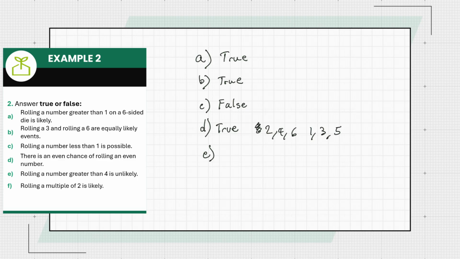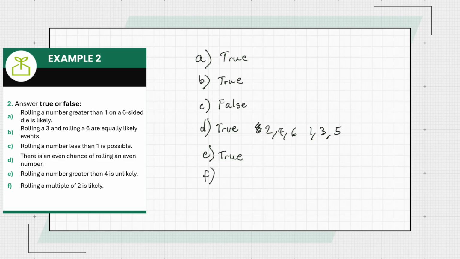Alright, let's look at E. Rolling a number greater than 4 is unlikely. This is also true. So it's unlikely you'll roll a number greater than 4 simply because you have 2 of those outcomes out of 6. So 2 out of 6 is smaller or less than the alternative, which is going to be 4 out of 6. So it's more likely you're going to roll a 1 to a 4, and less likely that you're going to roll a 5 or a 6.